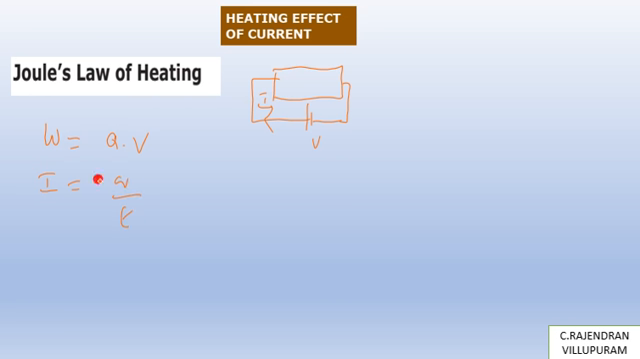Substitute this value. Here Q is the capital Q. Therefore, Q is equal to I into T. Substitute the value of Q is equal to IT in this equation. We get W is equal to VIT. And this work done is liberated as the heat energy.